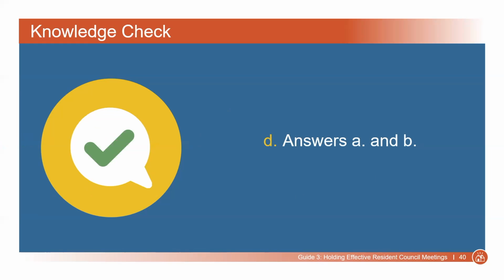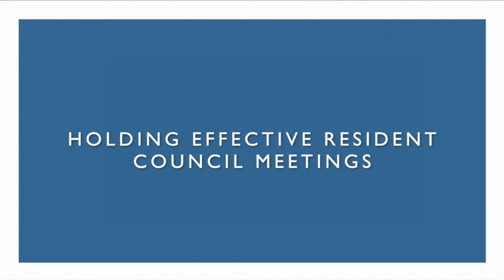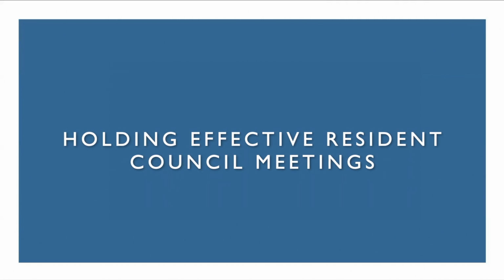If you said D, which includes answers A and B, you got it. It would make sense to use rule of thumb to see if members generally like a proposal or to check if they're ready to take a vote. However, a vote for a board member should be done more formally. Let's watch this animated video which shows some of the principles and techniques that we've been talking about in action.